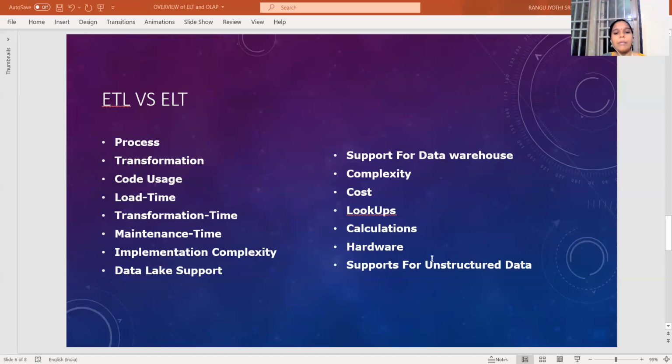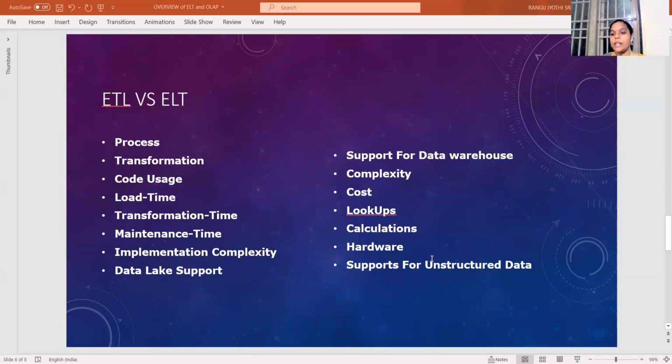Next one is implementation complexity. In ELT, it is easier to implement at an early stage, whereas to implement the ETL process, organizations should have in-depth knowledge, expert skills, and tools. Next one is data lake support. In ETL, it doesn't require any data lake, whereas ELT allows users of data lakes with unstructured data.